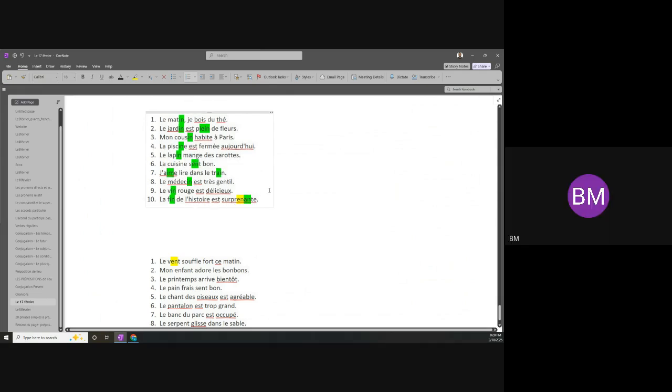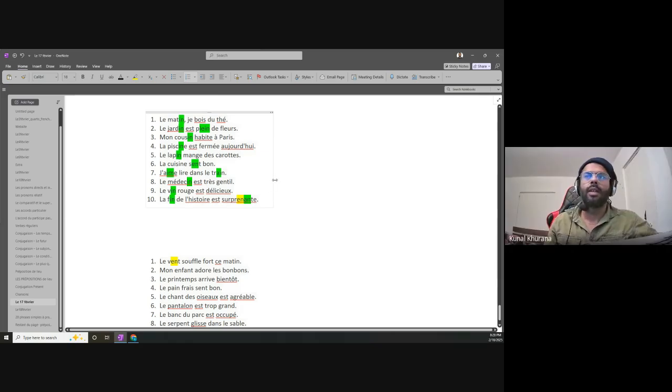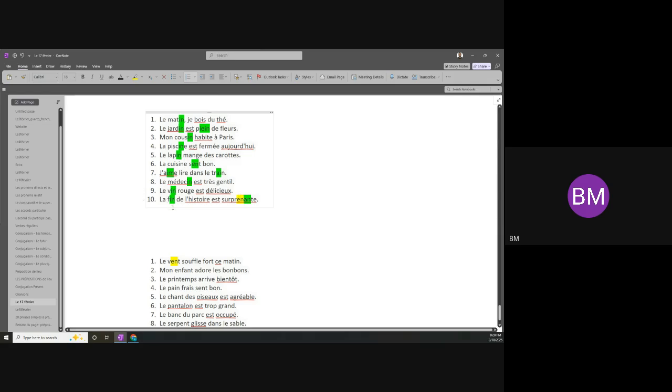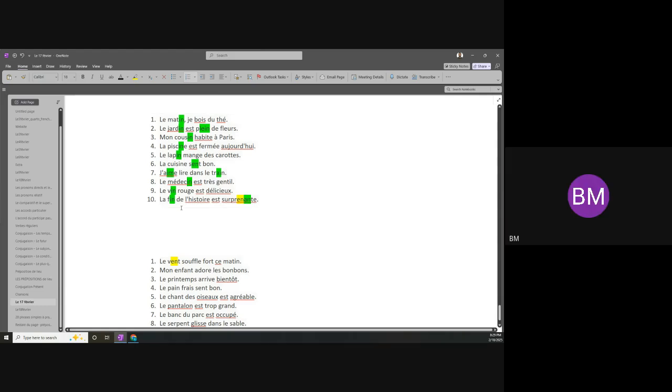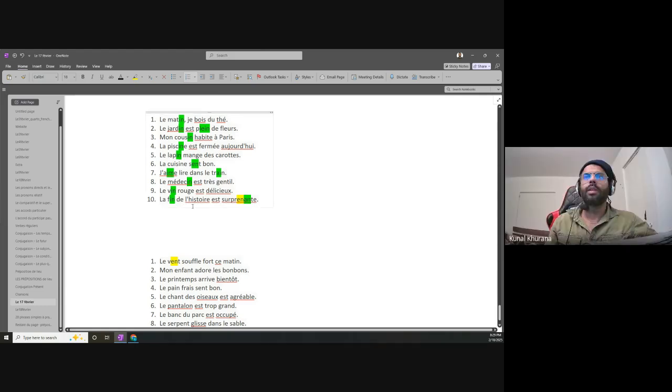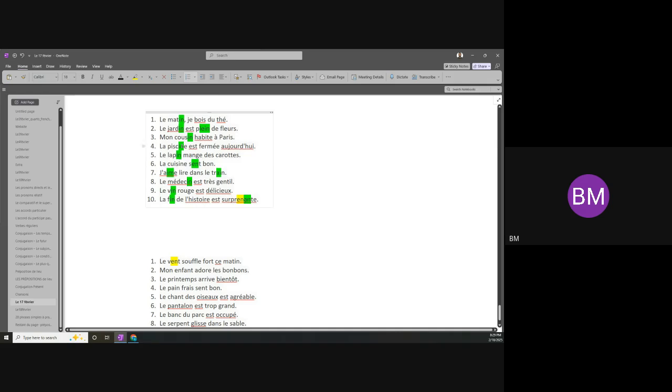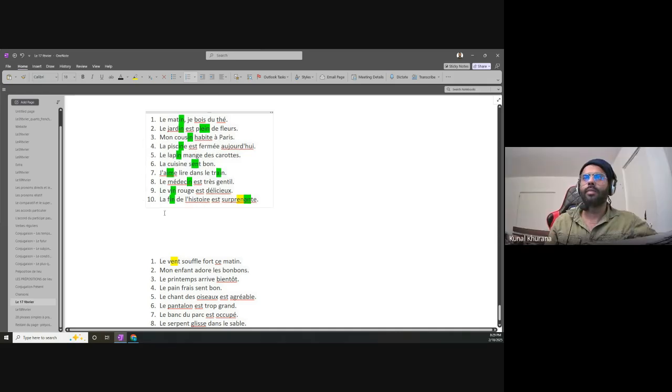The last one, surprising. La fin de l'histoire est surprenante, surprising. La fin, pardon, la fin. La fin de l'histoire est surprenante. Ok. Donc ici, le lapin, c'est un khorgouch. Après, je pense que c'est facile.